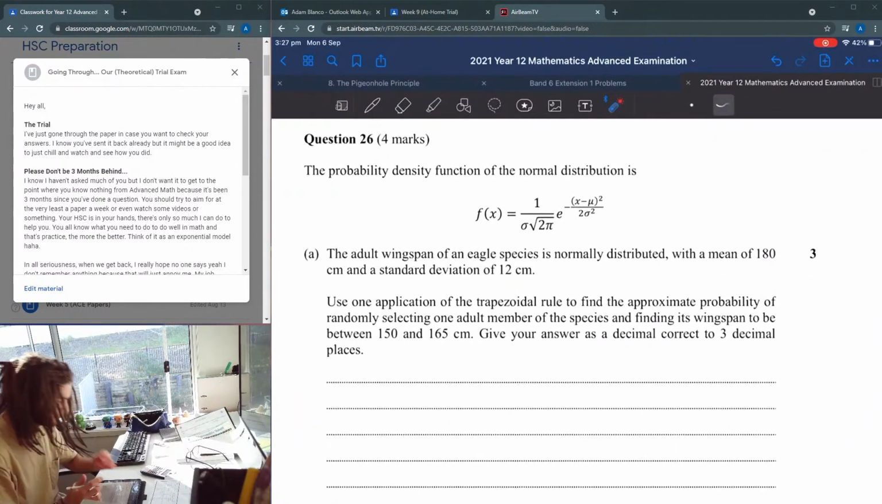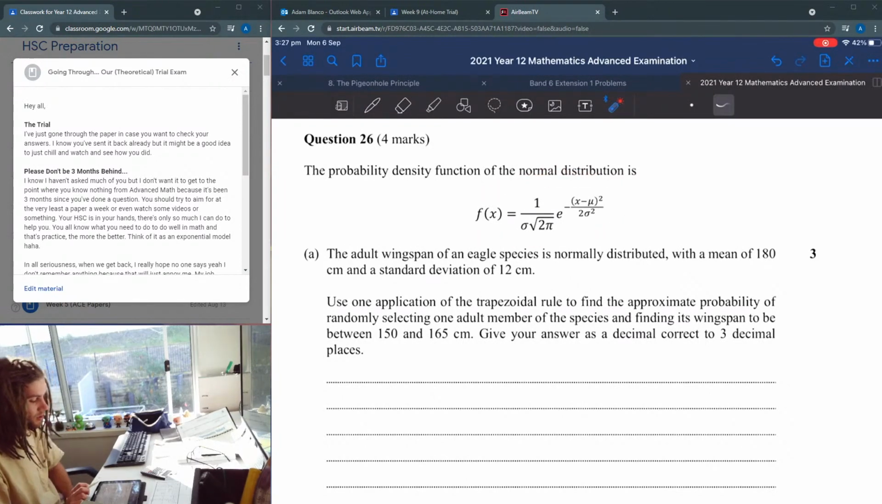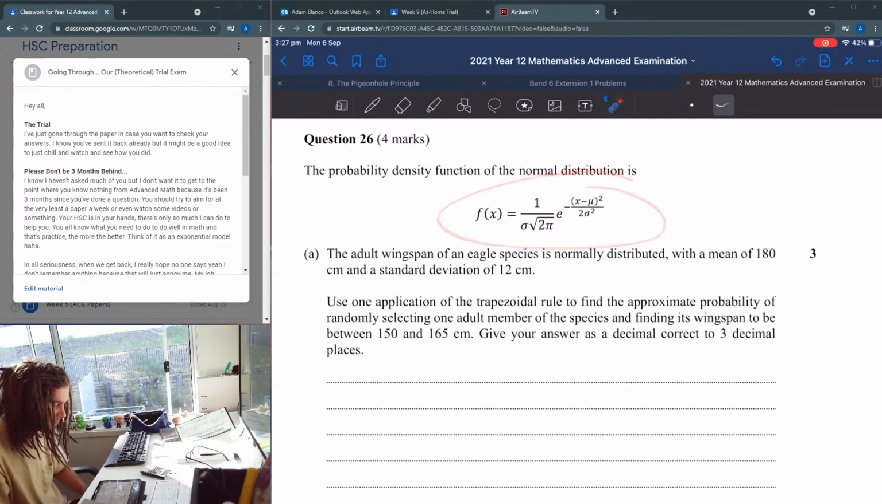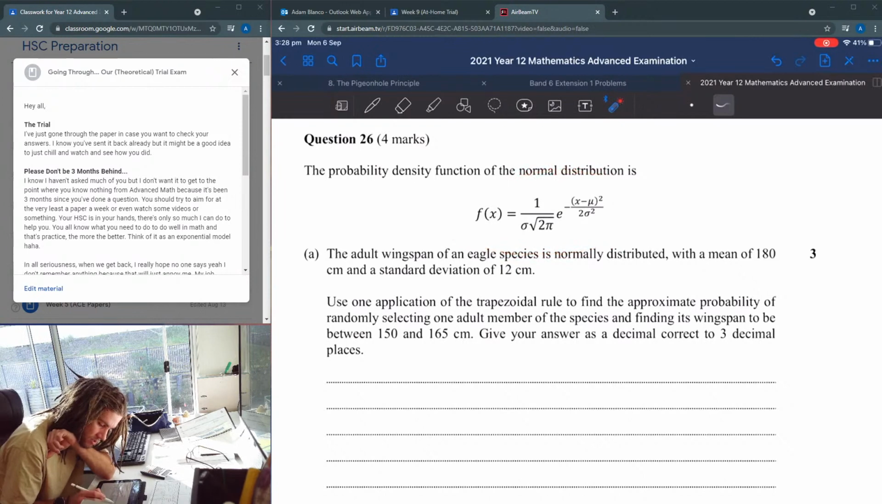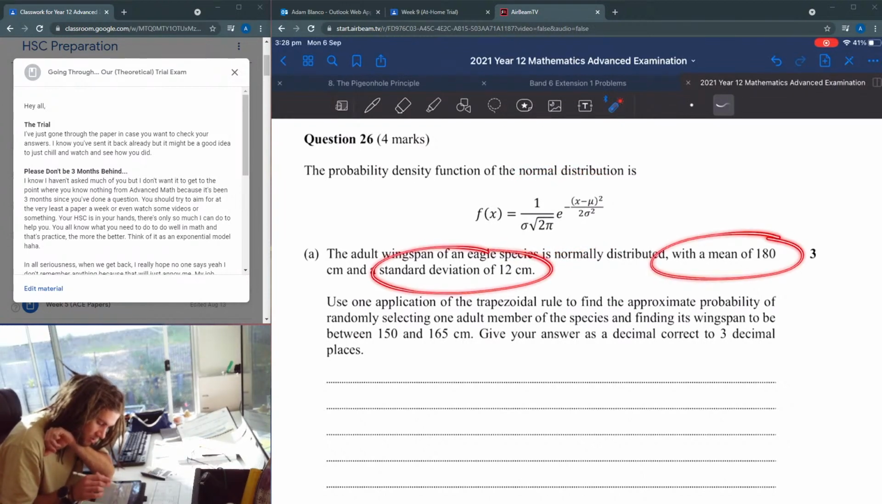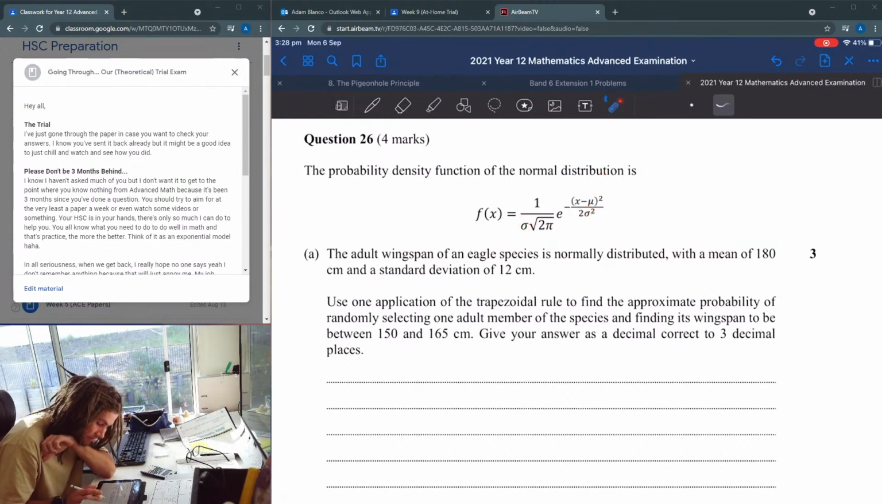No, it's done now. Okay, the probability density function of the normal distribution is this thing. So I think I've shown you this before, but it's pretty disgusting. It's the reason we use the table, because we don't want to have to integrate this every time. The adult wingspan of this species is... Okay, so you'll notice that this is a blank formula, and I've got a mean and a standard deviation, and here I've got a standard deviation and a mean. So I can input my stuff into this. It says use the trapezoidal rule.